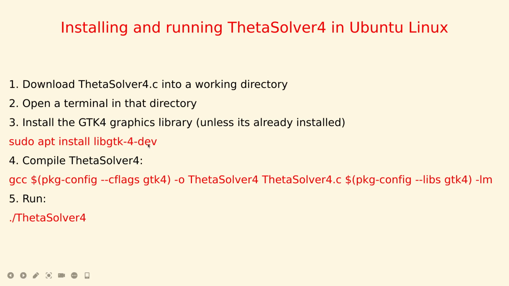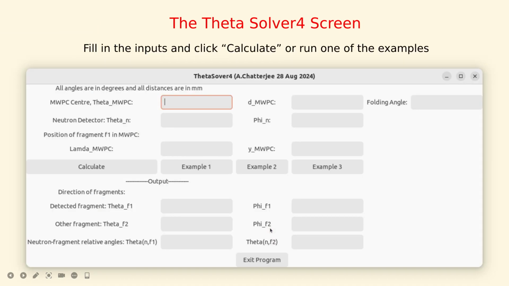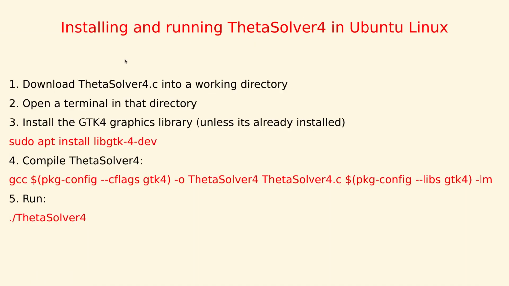So after having done that, then you need to compile Theta Solver 4. This file, theta solver 4.c, is already available to you because you have downloaded it, and then you compile it using the command which I have illustrated here. This command is rather long, but you can cut and paste it from inside the file itself. I'll show you how. And then when you want to run it, you put dot slash and theta solver 4. So these are the steps for now. I will take a pause from this presentation part and actually go to running this program for you, so that you can also do the same later on.